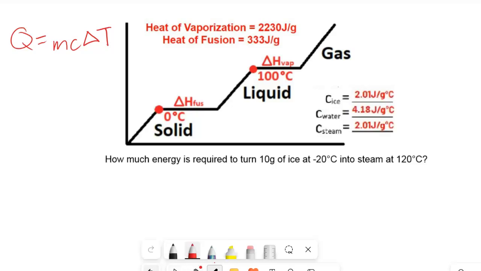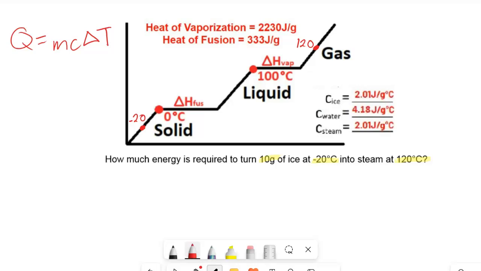Looking at our next example problem, we have 10 grams of ice, and it starts at negative 20 degrees Celsius and turns into steam at 120 degrees Celsius. So we're starting all the way down here, so below zero at negative 20, and we want to end up all the way up here above 100 at 120. Every time that line shifts, you have to plug in a new equation, so that determines a new segment. So for this one, we're going to have 5 different segments.